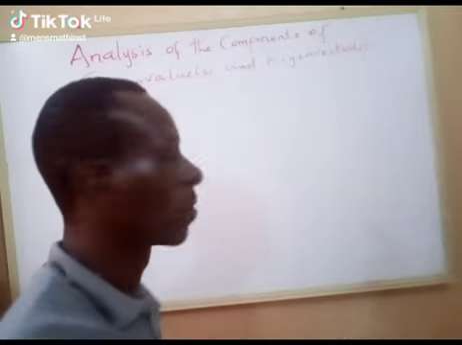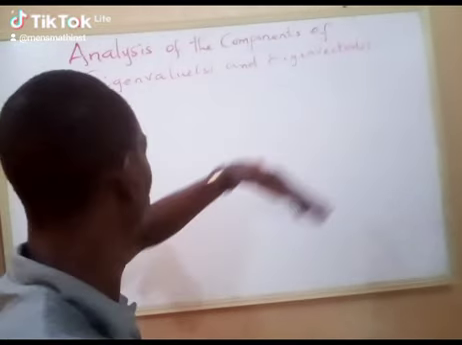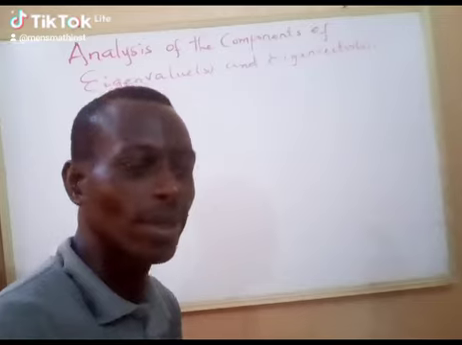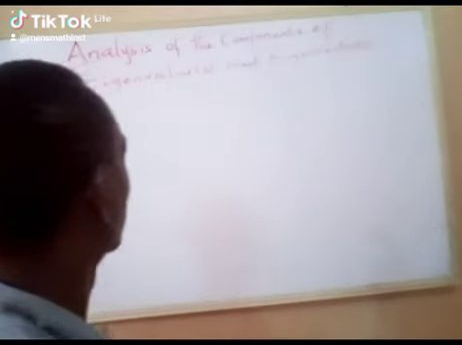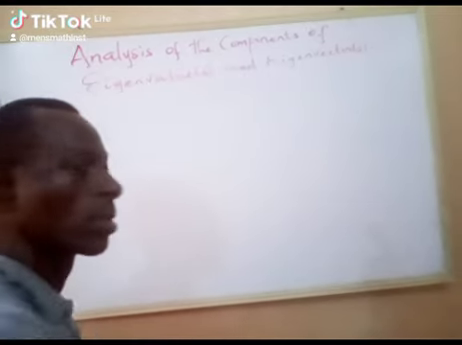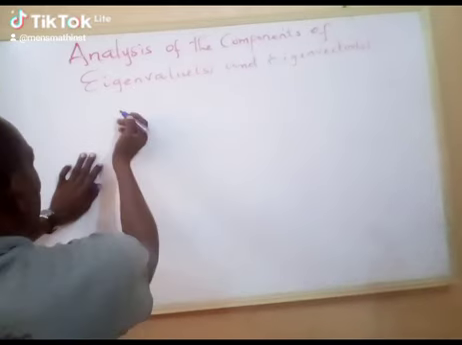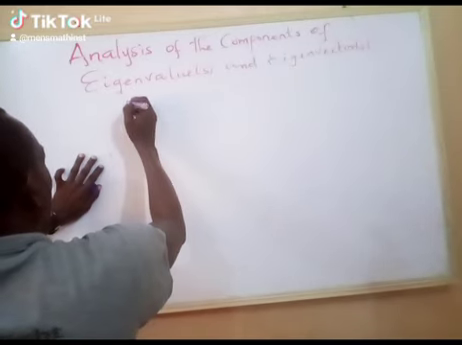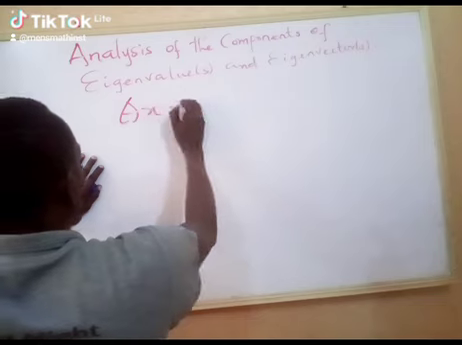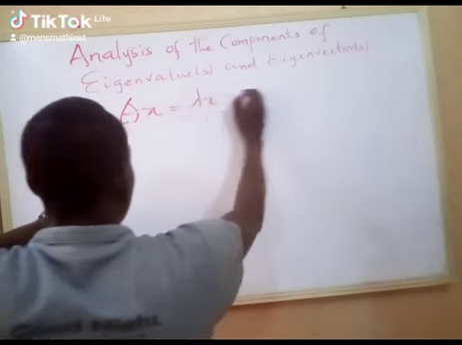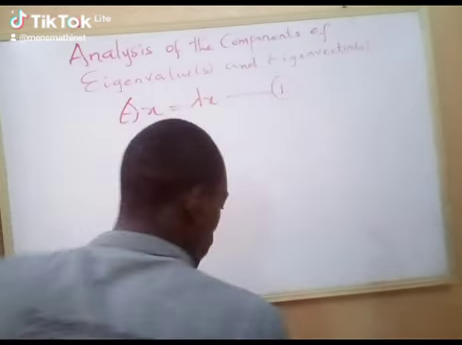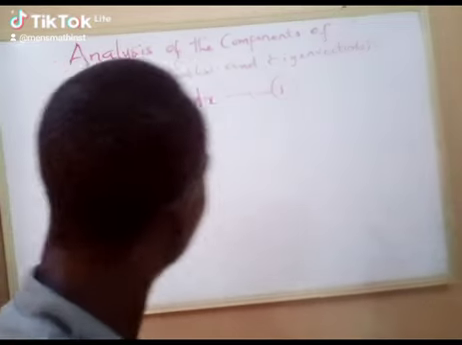In this short video, we briefly want to discuss the analysis of the components of eigenvalues and eigenvectors. In our last video on the concept of eigenvalues and eigenvectors, we arrived at an equation of this form, AS equals lambda S, which we assumed to be equation 1.